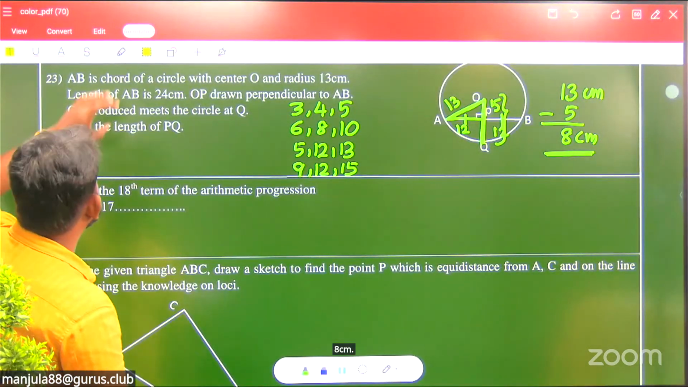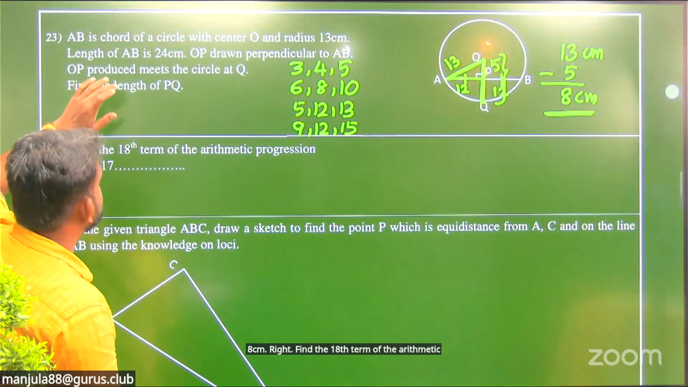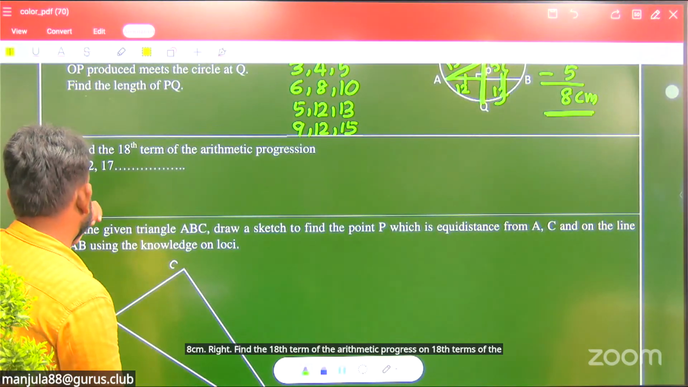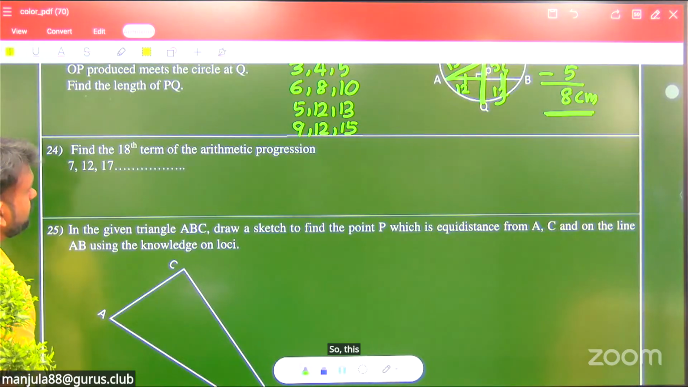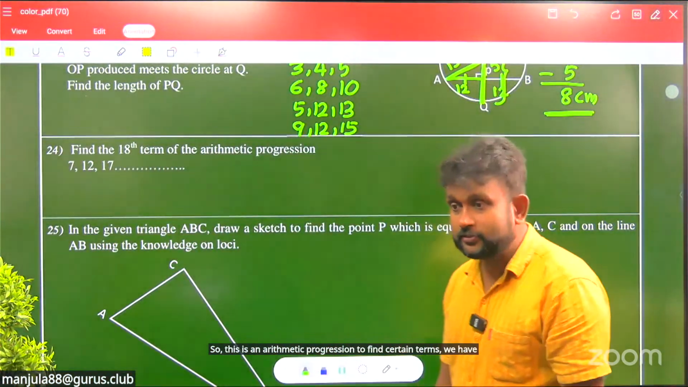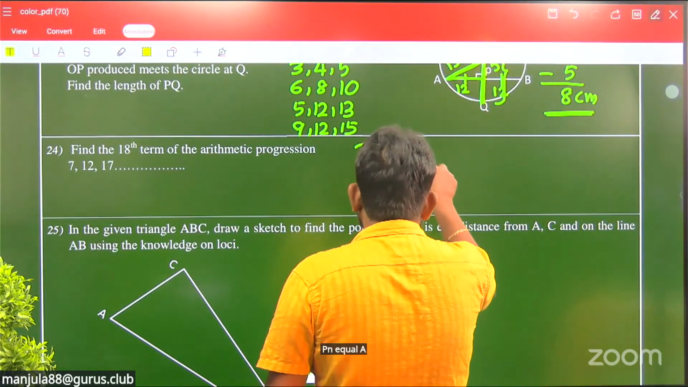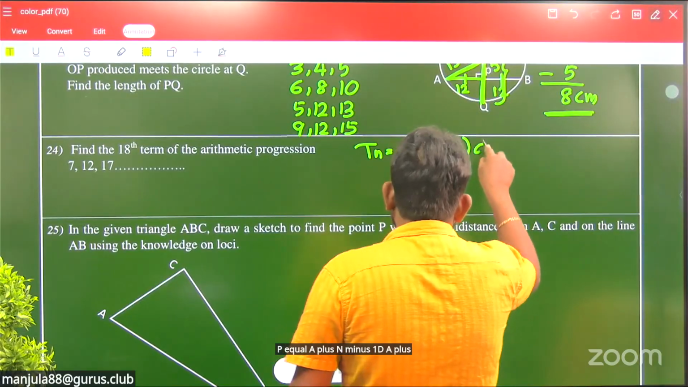Right. Find the 18th term of the arithmetic progression. So this is an arithmetic progression. To find a certain term, we have the formula. What is the formula? Tn equals a plus n minus 1 d. a plus n minus 1 d.